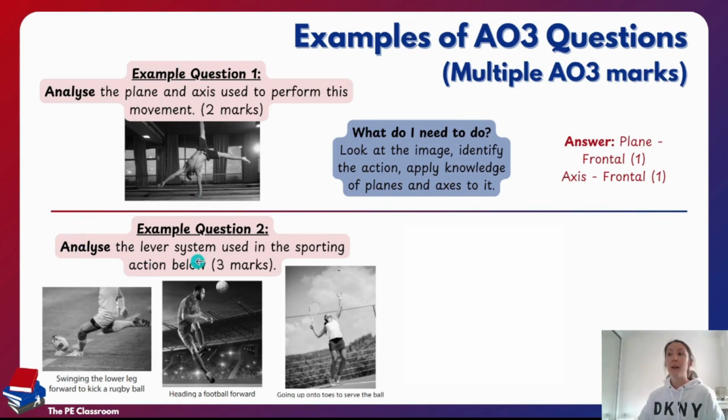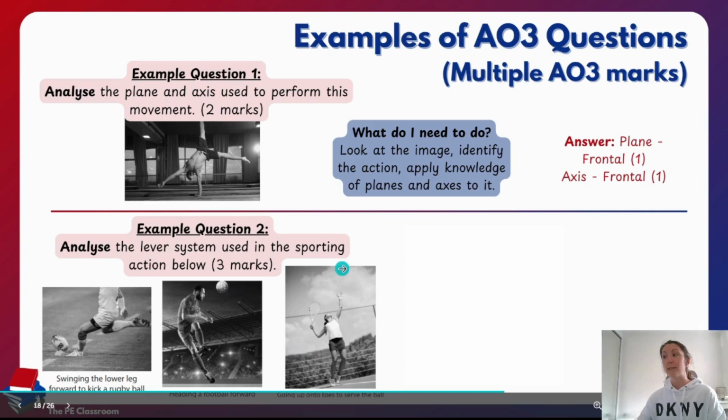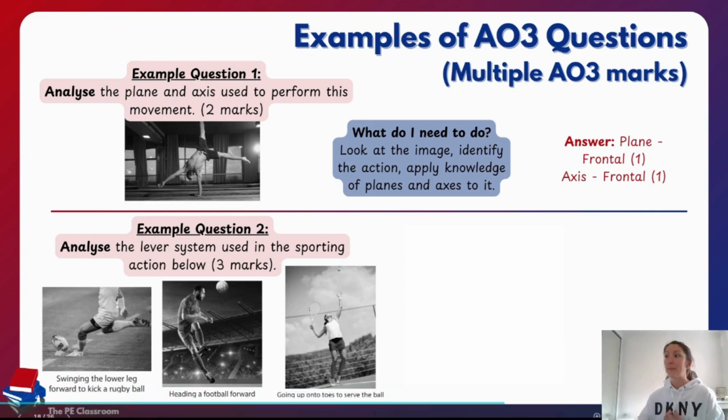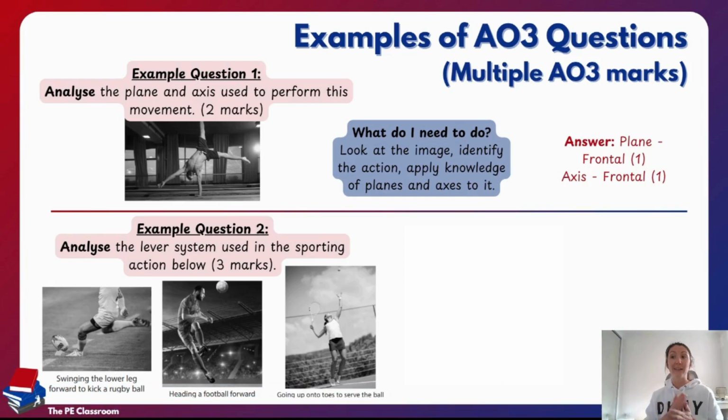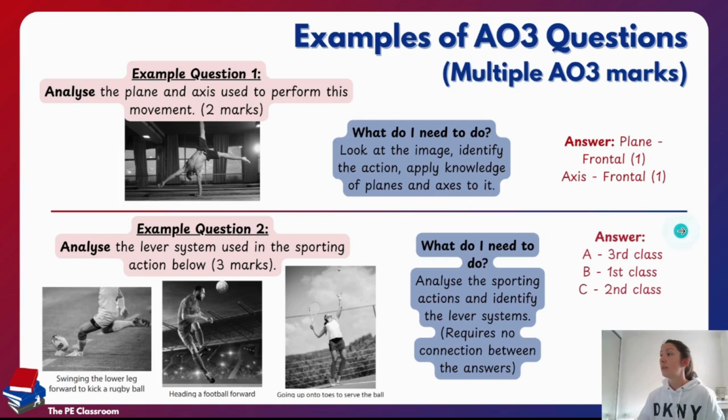The second question, analyse the lever system used in the sporting actions below. Again, this is very similar to the previous question, but it is 3 marks, so it wants you to analyse 3 different sporting examples and give the answer. It's worth noting that these answers require no connection between them because they're asking you specifically to answer each action, so that each one is worth 1 mark. So your answers could be the first one, swinging the lower leg forward to kick a ball would be the 3rd class lever, heading a ball would be first, and going up onto your tiptoes as you serve in tennis would be an example of a 2nd class lever.